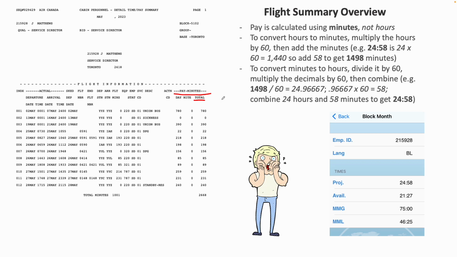The total is going to be the number of pay minutes we're interested in as far as what we are paid. So 780, for example, would be the number of pay minutes applicable for index item 1. We can see 240, that's equivalent to 4 hours, and that would be for the airport standby on line 12. And then we can see the absolute total of 2,668 minutes. That applies for my flying activity and related activities for the May block month.